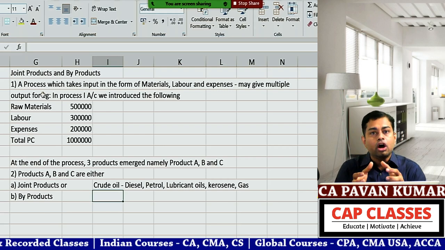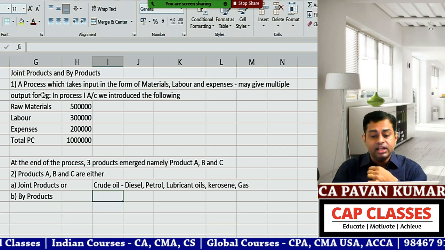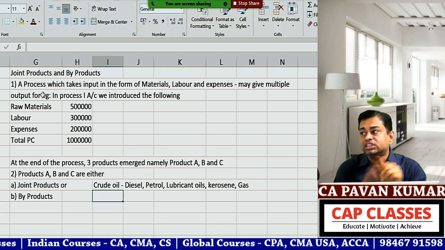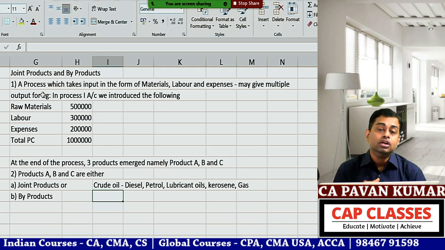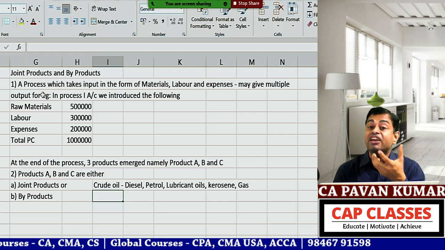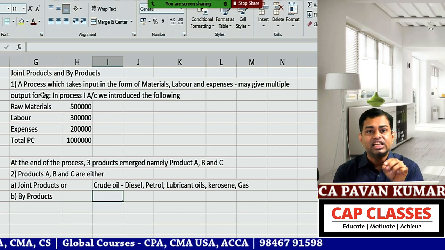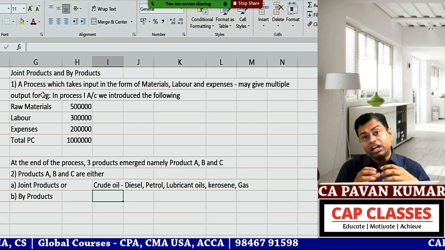So you took crude oil, you are processing crude oil, and out of this process, your diesel will come, petrol will come, lubricants, oil, kerosene, gas, many products are coming. So are they byproducts? No. All these products have high value. And it is the intention of the businessman who is processing this to get all these outputs.